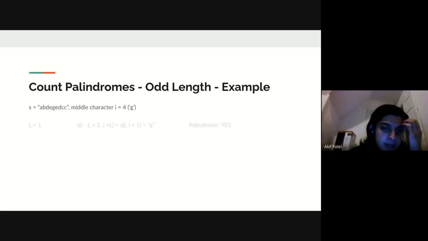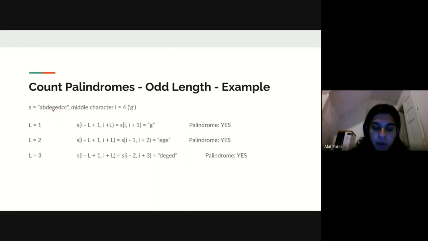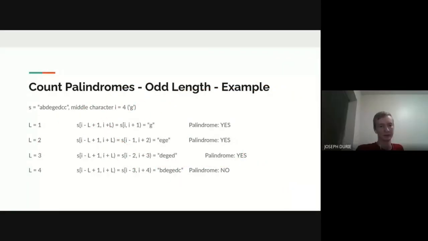As an example here, if you look at I equals 4, which is just G, then L equals 1 works, L equals 2 works, L equals 3 works, you keep on going out more and more characters, and at 4 it fails. So then you know you had 3 palindromes from this. And notice that in the actual implementation, we wouldn't check all 4 L's, because we'd be doing a binary search to find the biggest one that works. But this is just to visualize.